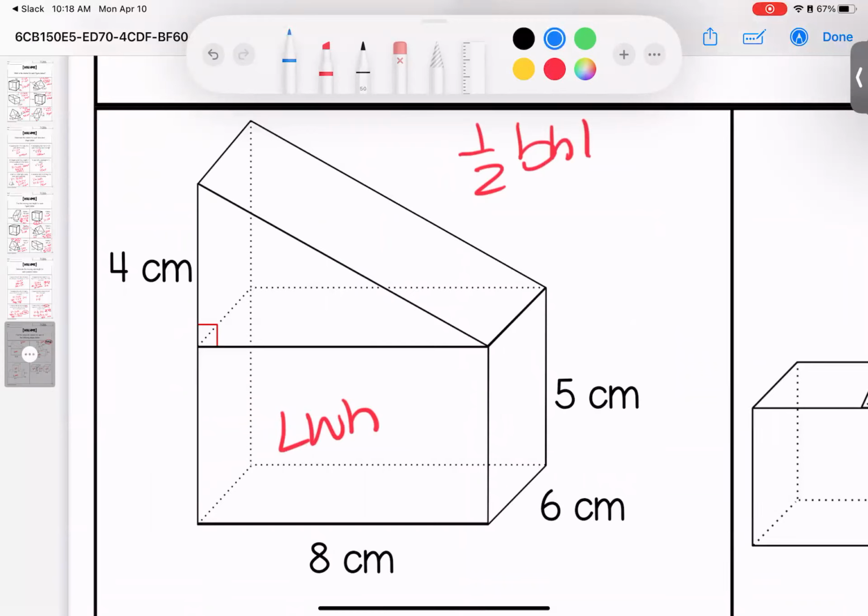So we're going to start off with this one. So we have a rectangle. All 3 sides are already labeled, so a little bit easier in that. So if we did the 8 times 6 times 5, we get 240 centimeters cubed here.